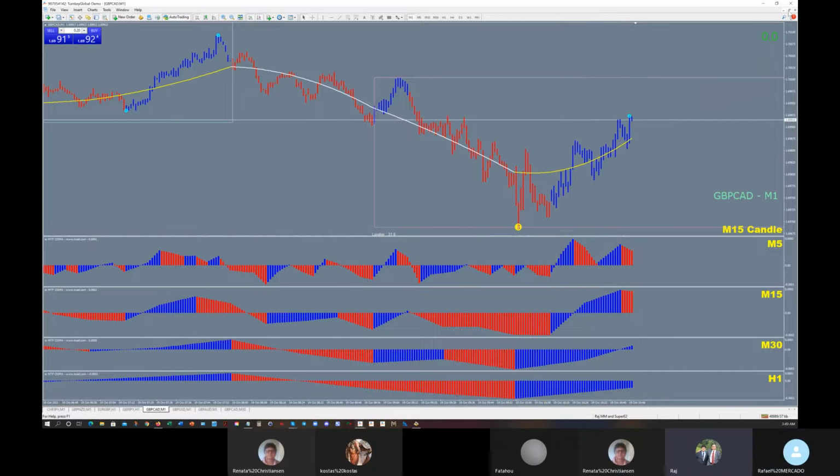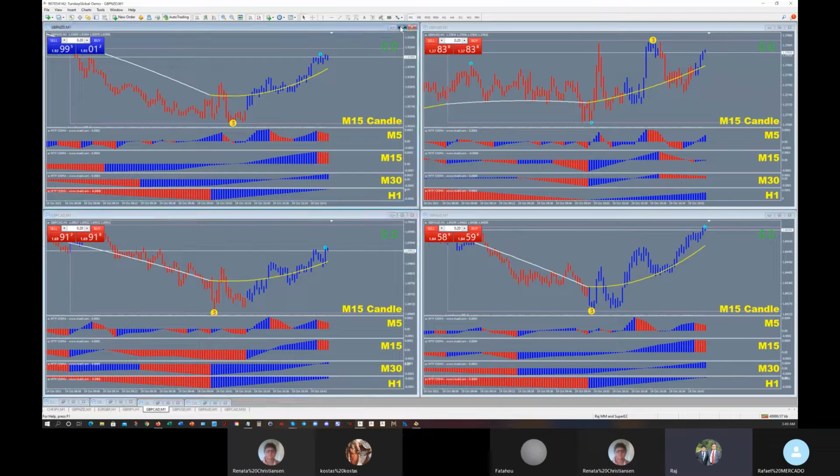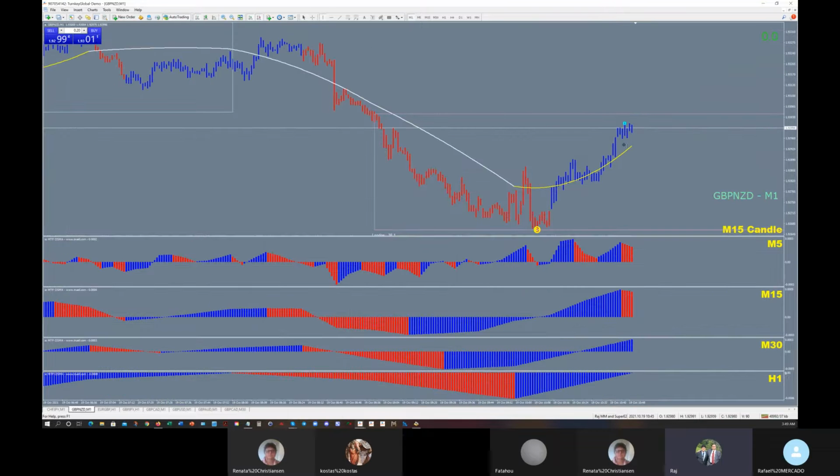And the one I was kicking myself about was the pound New Zealand, really. This is the one that gives a lot of pips. So again, same concept, right? Here's the first entry. Here's the second entry. 15, 36 pips. If I had taken either one of those individually, I would have met my 30 pips. That was all based on the H1 giving the low of the session.